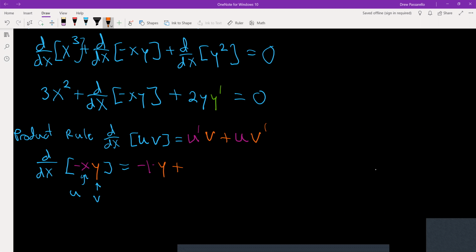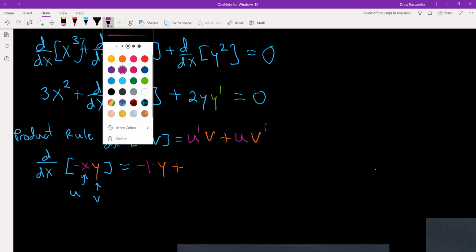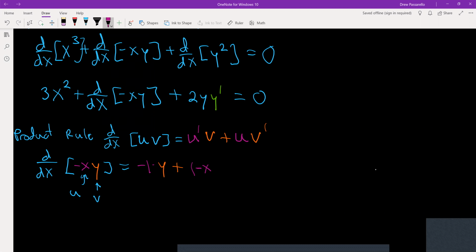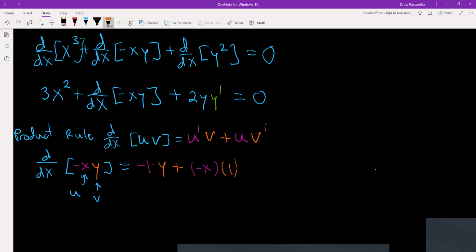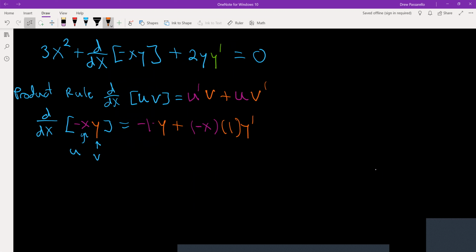plus u times v prime. U is negative x. V prime, well, the derivative of y is 1, so it'll be 1. But then since this involves a derivative with y, I attach a y prime. So this will be my v prime portion. Again, the derivative of y is 1, just like how the derivative of x is 1, but here we had negative 1 since it had the minus sign. And then since I found the derivative involving the variable y, that's why I put a y prime next to the 1.